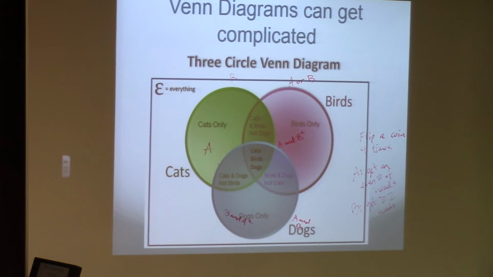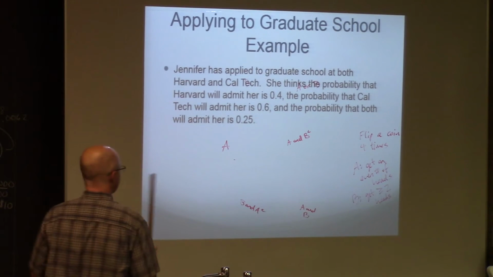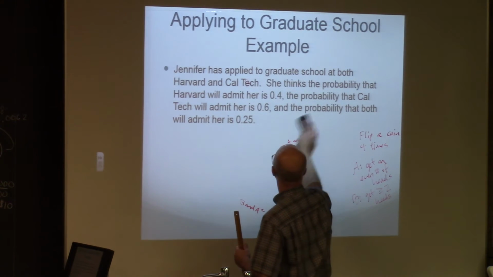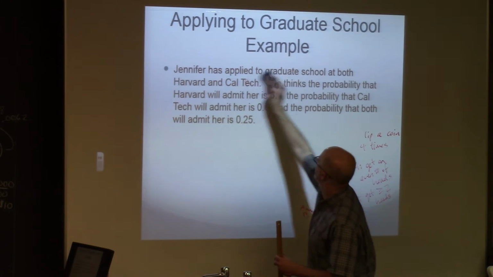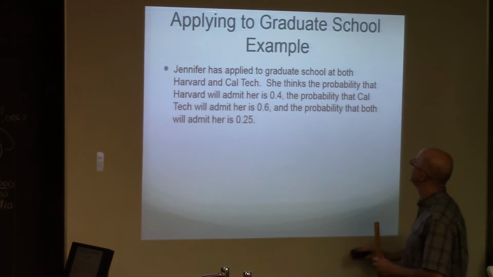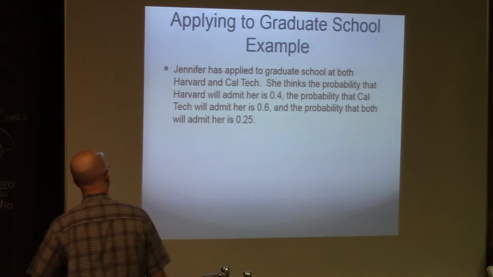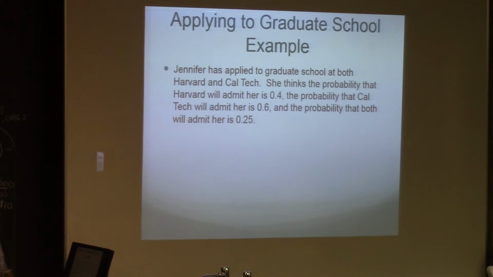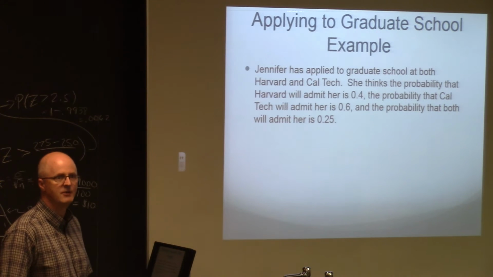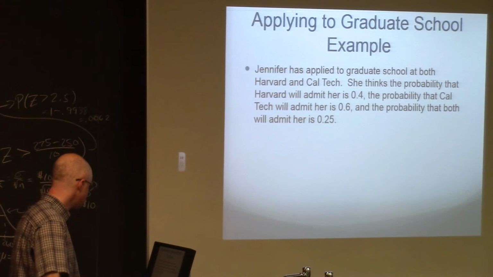Here they can get complicated. I'll come back to that. Here's an example. Jennifer has applied to graduate school at both Harvard and Caltech. She thinks her probability that she'll get into Harvard is 0.4, and the probability she'll get into Caltech is 0.6, and the probability that both will admit her is 0.25. This is her assessment of the probabilities. She very well could be wrong. So this is more of an informal assessment. It's not based on any formulas. It's just her guesses.